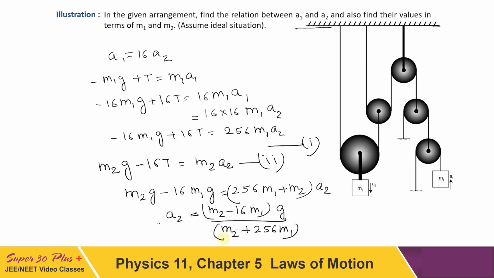If we substitute this value in our first relation, then of course we can write a1 as well, that is equal to 16 times this value. So it will be 16g times m2 minus 16 m1, upon m2 plus 256 m1. And we got our answers.